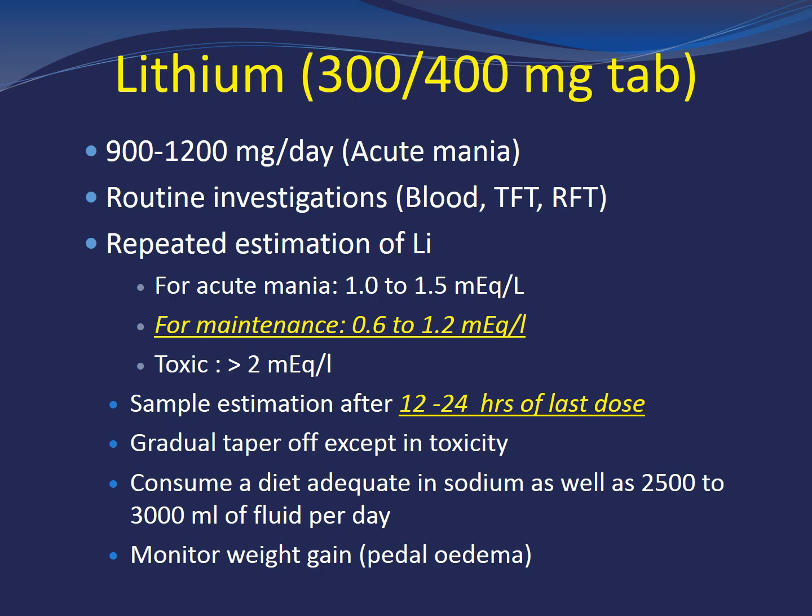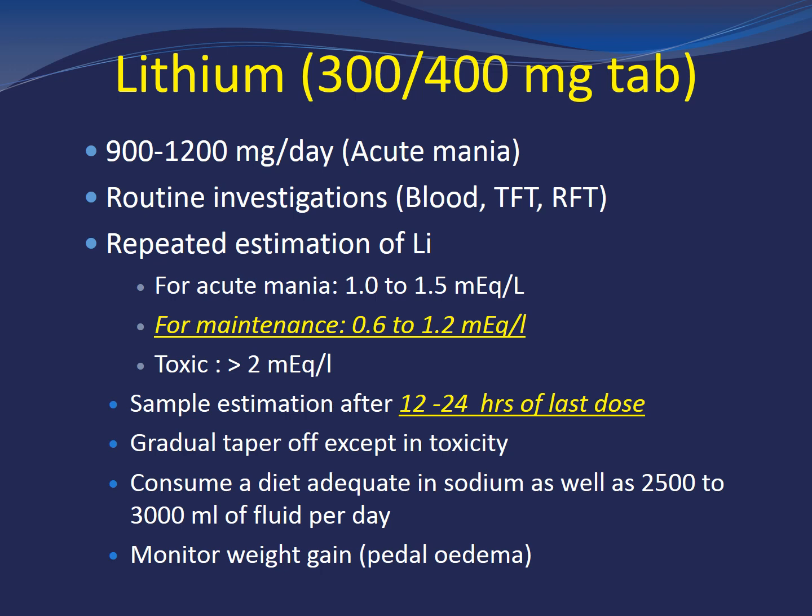Lithium, the most important question. In acute mania, it is needed in a dose of 900 to 1200 milligram per day. Routine investigations are needed. Complete hemogram, thyroid function test, and renal function test are mandatory. Repeated estimation is needed. The maintenance dose or range includes 0.6 to 1.2 milliequivalents per liter. If it is more than 2 milliequivalents per liter, it is considered as toxic. Sample estimation should be done 12 to 24 hours after the last dose.